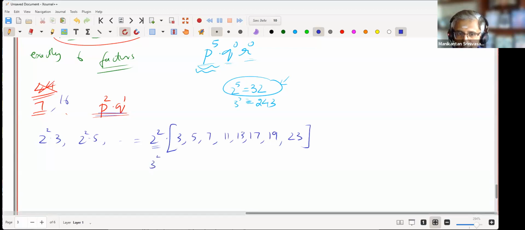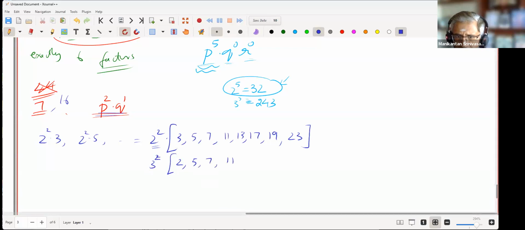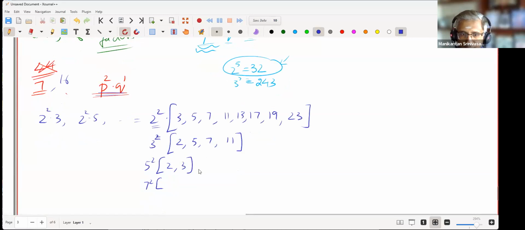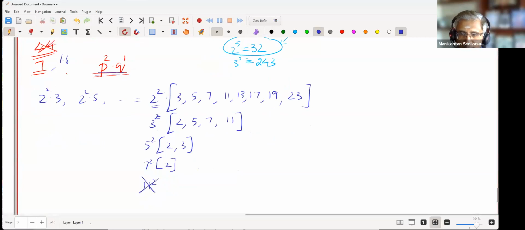Let's go to the 3 square series. 3 square is 9. 9 into 2. It cannot be 3 again, right? Because 3 is already taken. So again, all the way till how much? 100 divided by 9 is 11. I can go all the way till 11. So 2, 5, 7, 11. Next, we'll go to the 5 series. 5 square is 25. We can go all the way till 100, which means till 4. So 5 square into 2, 5 square into 3. 7 square is 49. So we can go only till 7 square into 2. 11 square is already 121, so there's no scope.